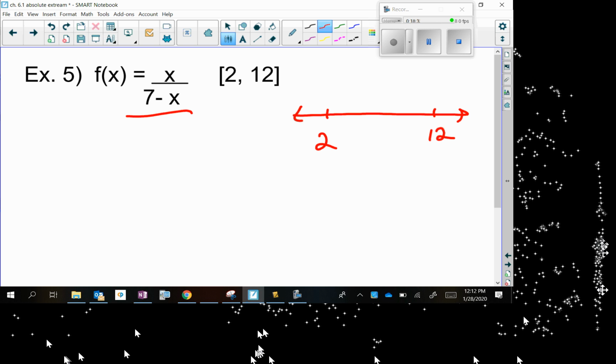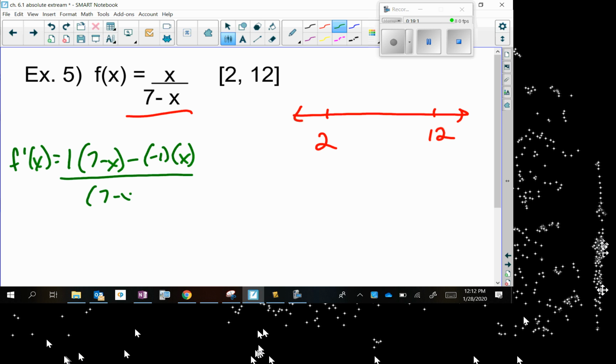When I take the derivative, what are we going to have to use for the derivative here? Quotient rule, right? We're going to get there eventually. Okay, derivative of the top is a 1 times the bottom, 7 minus x, minus, what's the derivative of the bottom? Negative 1 times the top, which is x, all over the bottom squared.